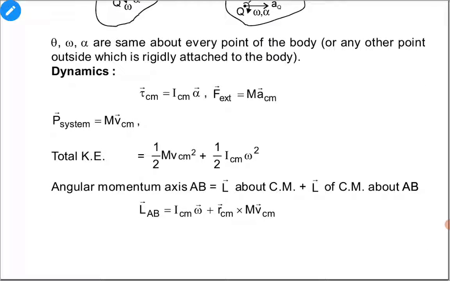Dynamics: torque about center of mass equals I center of mass into alpha, and F external equals m into A_CM. Momentum of the system equals m into V_CM. Total kinetic energy equals half m V center of mass square plus half I center of mass omega square. Angular momentum about axis AB equals L about center of mass plus L of center of mass about AB. L_AB equals I_CM omega plus R_CM into m V_CM.